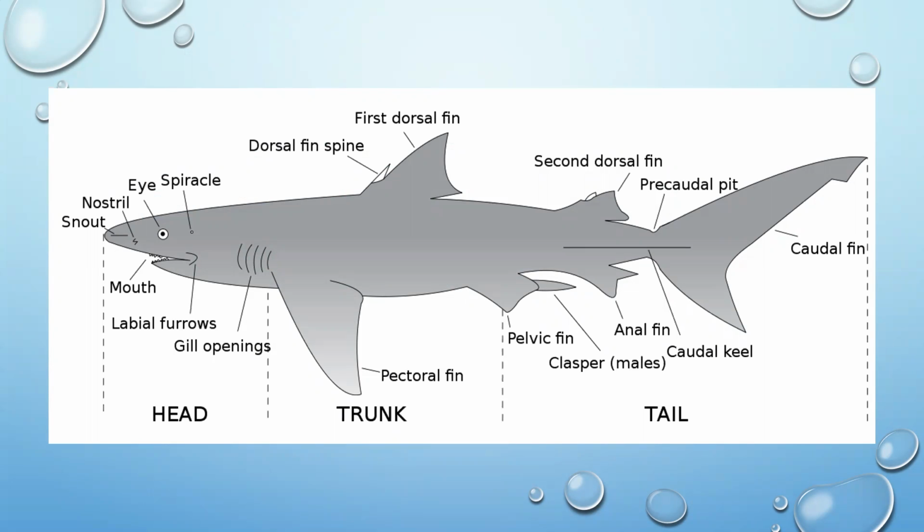And this is more of a general shark, but one of the things that you'll notice is that they have these things called spiracles. And spiracles are really funny. They actually allow fresh water into the shark's body. They also have the gill openings, which is how they breathe. And then we're going to talk a little bit more about this important part, which is their mouth.